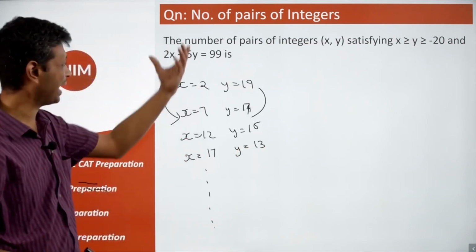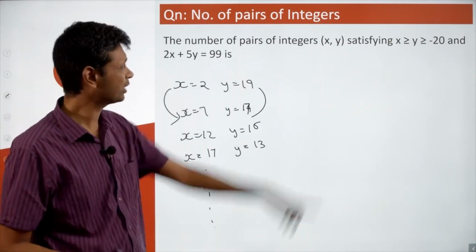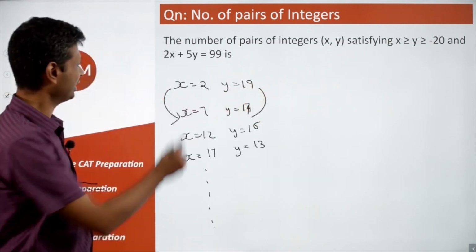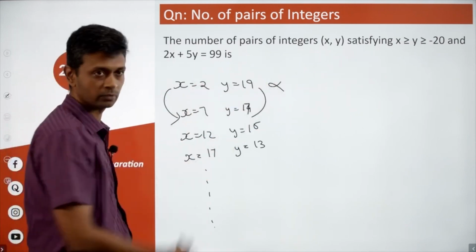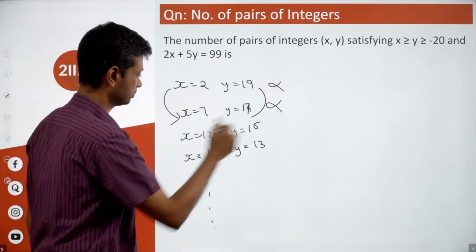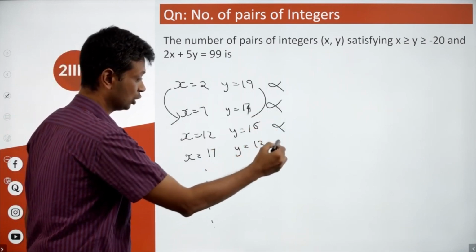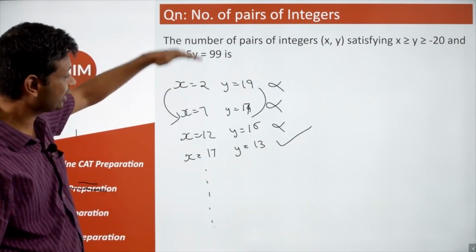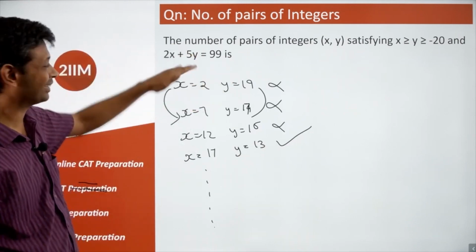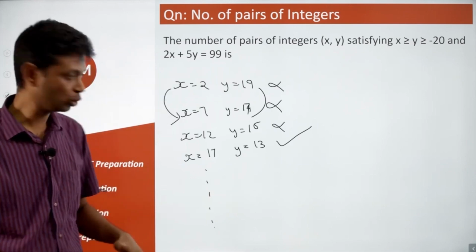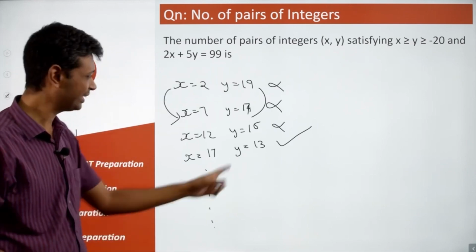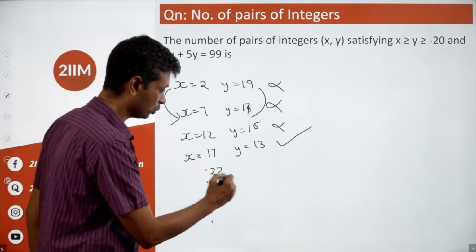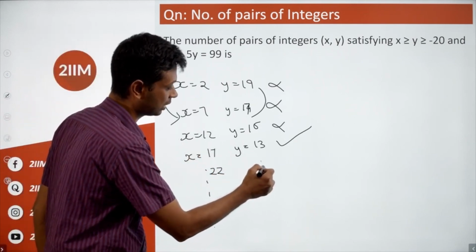And so we've now got a pattern for all the values. Now let's put that condition. X greater than or equal to y greater than or equal to minus 20. Here x is not greater than or equal to y. Here x is not greater than or equal to y. Here no. This one works. You keep decreasing x and increasing y. Y is 21 and x is minus 3. None of those will work. So we're looking for solutions below this. 17, 13 is the first starting point. After that, this becomes 22, y becomes 11.